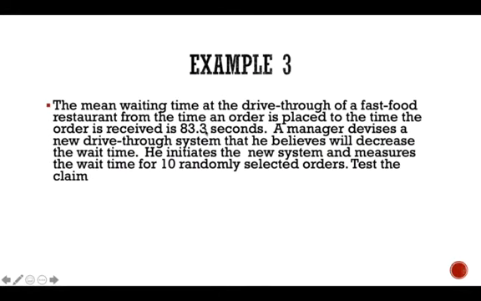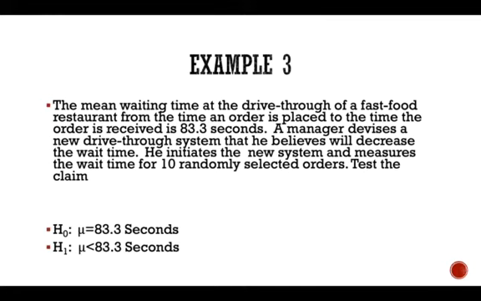Let's first write our null and alternative hypothesis. The null is always a statement of equality. We're dealing with the mean wait time, so my variable should be mu. The mean wait time, the null hypothesis should be a statement of equality. Mu is equal to 83.3 seconds. Why did the manager devise this new method? To decrease the time. So this would be a left-tailed alternative hypothesis.